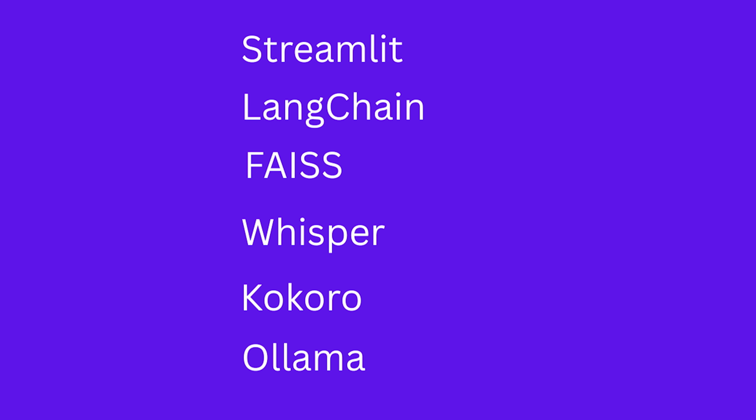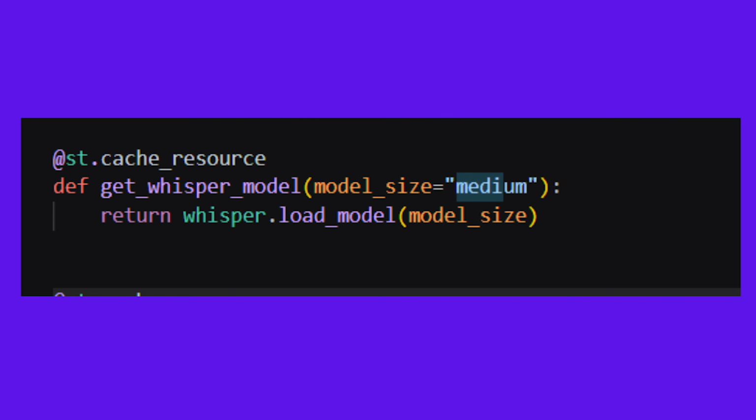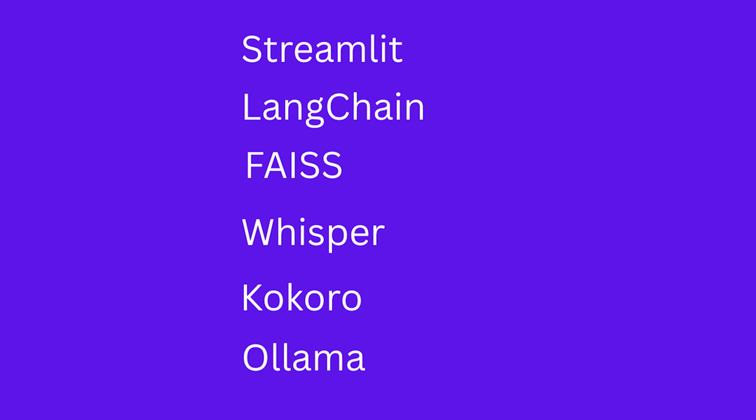For this project, we are using several powerful open source tools. Streamlit provides a simple and clean user interface. LangChain helps us load and split PDF documents into smaller chunks. FAISS is a vector database that stores those embeddings for fast similarity search. Whisper handles speech-to-text conversion. In this project, we are using the medium version of this model. Kokoro generates high-quality text-to-speech completely offline. We also have Ollama, which runs our language model locally to answer questions. Together, these tools create a complete voice assistant.